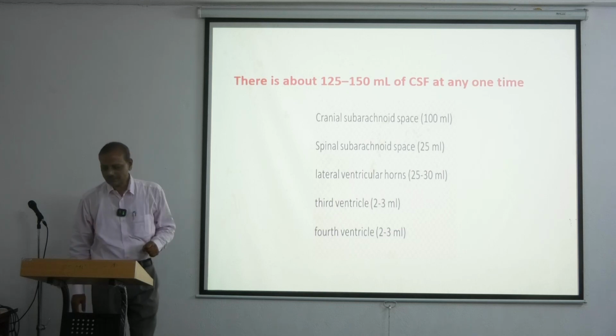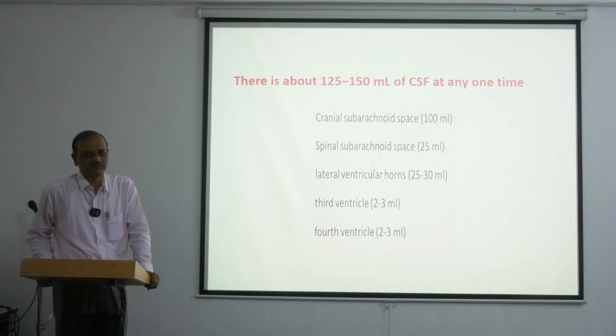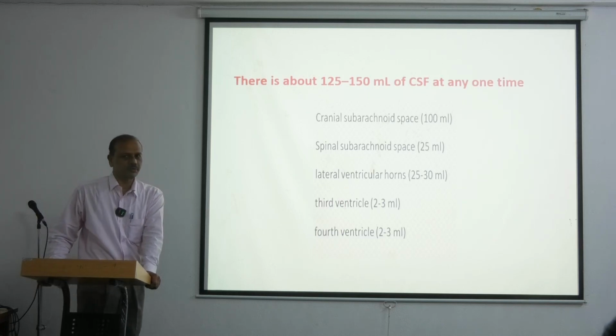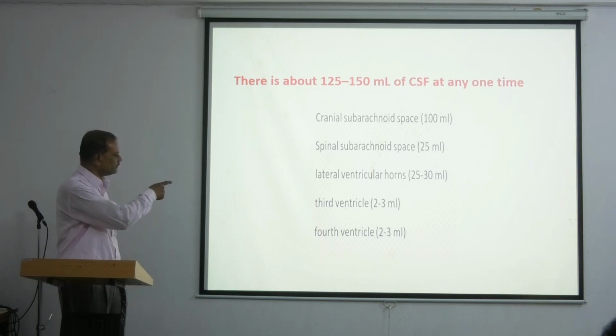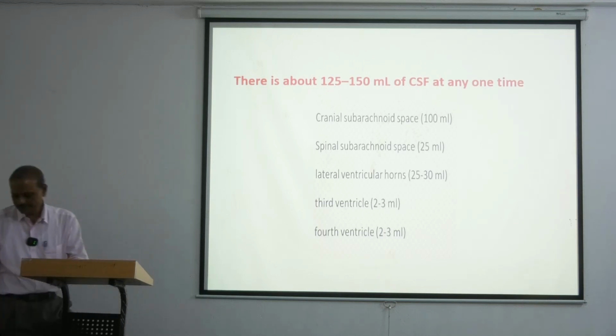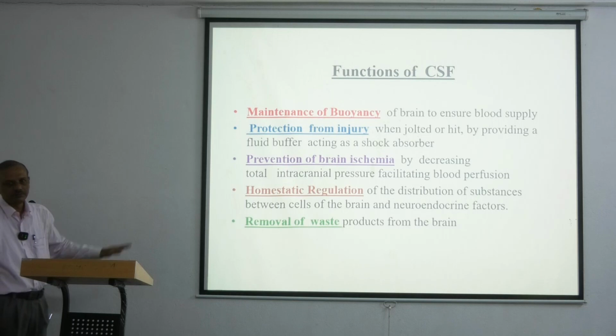Lateral ventricle, as I told you, maximum amount is produced because this hollow size is bigger compared to the third ventricle and fourth ventricle. You can see the volume is about 2 to 3 ml. So these functions you must remember. These 5 points you write down.